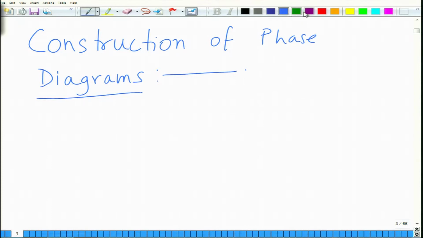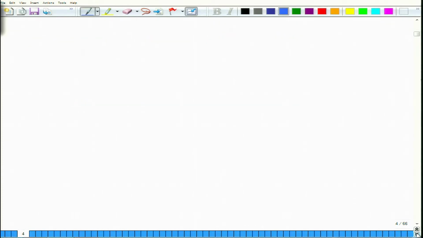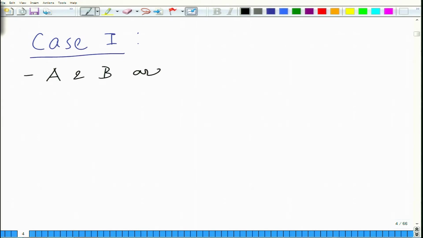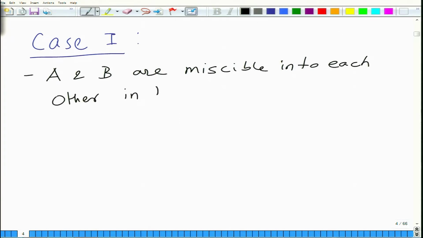In this case, first we will take case 1. Case 1 says that A and B are miscible into each other in both liquid and solid states.